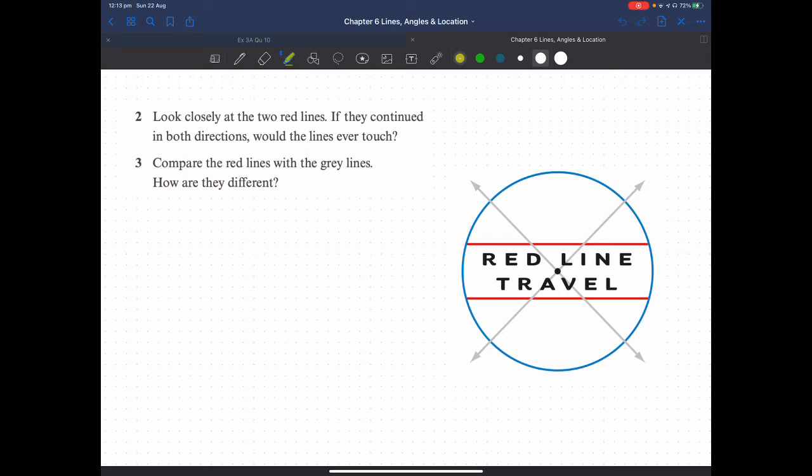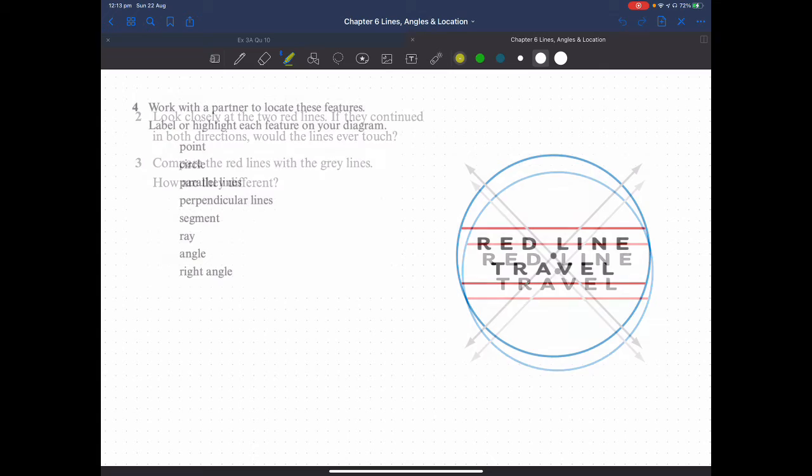So what do we notice from this? If two lines are parallel, they never cross. They stay the same distance apart always. If two lines are not parallel, they will at some point cross each other.